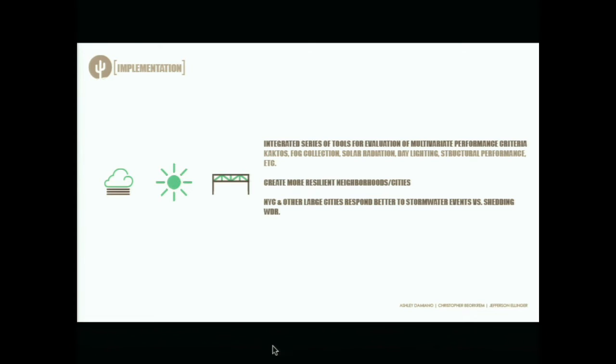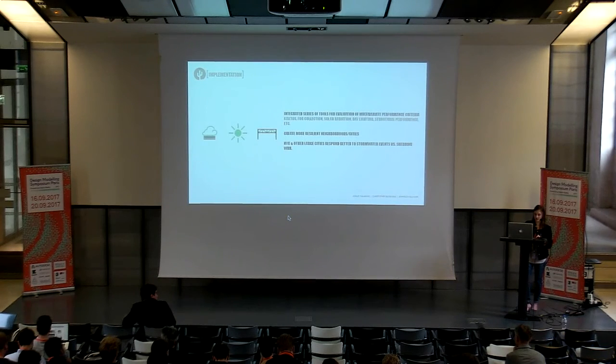So we imagine this as a series of integrated tools for the evaluation of multiple performance criteria, such as CACTOS or fog collection or solar radiation, daylighting controls, just different ways to evaluate a building, and using tools like that with one another to create a successful building, to create more resilient neighborhoods. Cities like New York and other large cities could respond better to stormwater events rather than just shedding the wind-driven rain and creating more urban runoff.